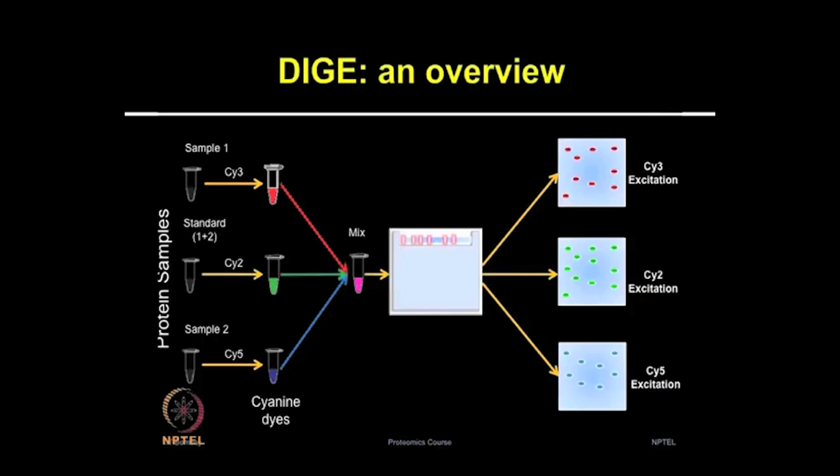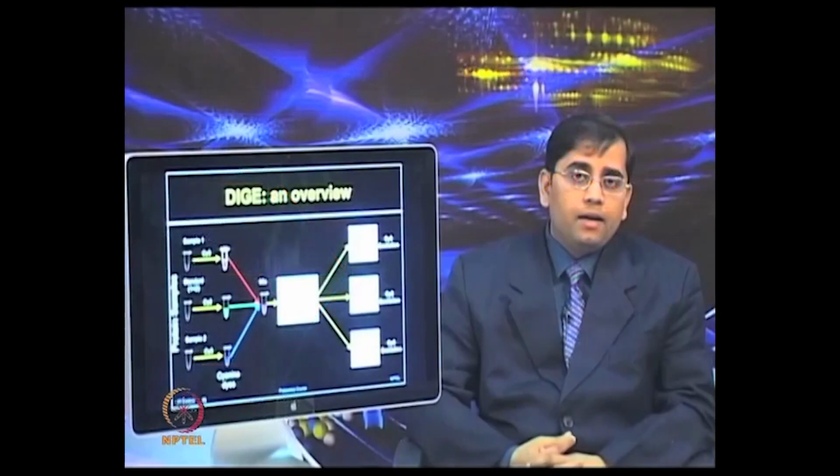So, as you can see in this slide, the protein samples, let us say you have a control and a treatment, those are labeled with 2 different dyes, Cy3 and Cy5, but a small aliquot of both of these samples is mixed together to make an internal pool. That internal pool is labeled with a third dye, Cy2. Now, all these 3 protein samples are mixed together in one tube, which contains both control and treatment as well as the reference spots from the internal pool.